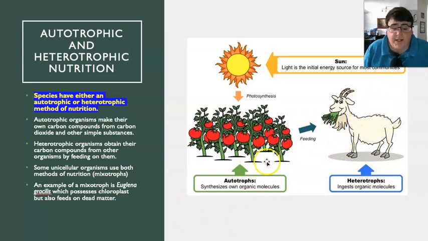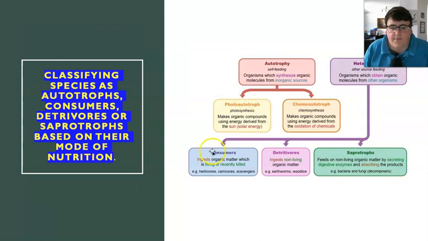There are some unicellular organisms that are both autotrophs and heterotrophs. We call them mixotrophs. An example of that is Euglena gracilis, which possesses chloroplasts, but it also feeds on dead matter. So it's both an autotroph and a heterotroph, and we call that a mixotroph. Okay. We do have to be able to classify species as autotrophs, consumers, detritivores, saprotrophs, based on how they eat.